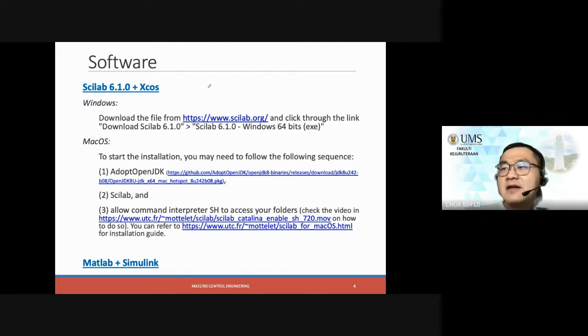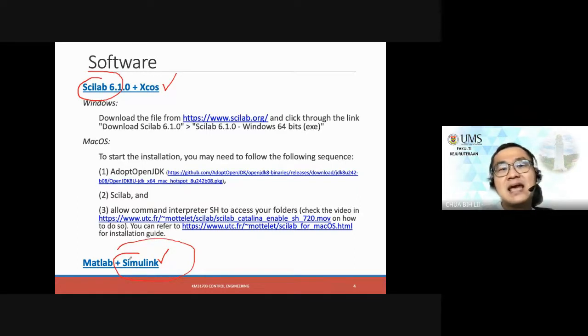Here, as I mentioned earlier, we can use either MATLAB plus Simulink, or you can also use open source freeware, Scilab plus Xcos. MATLAB is mainly software to solve matrix kind of mathematics problems. Similarly, Scilab is designed very similar to MATLAB. Simulink is an extension of MATLAB.